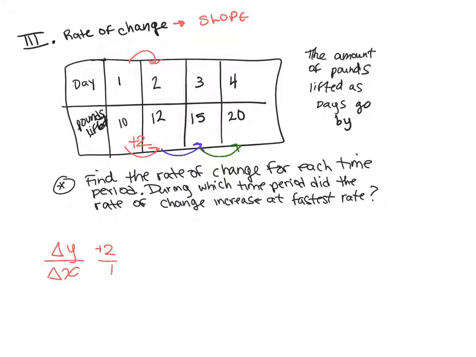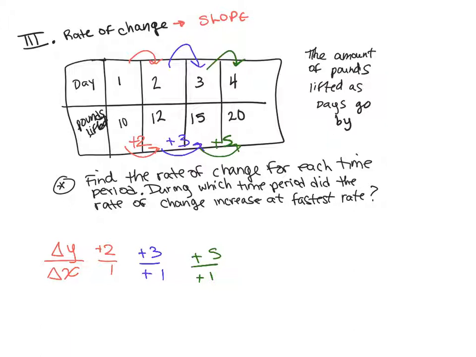That means that I increased 2 pounds in the first day. The second day, I increased 3 pounds when I went up by another day. And the third, I increased 5 pounds in that day. So those are the 3 rates of change.